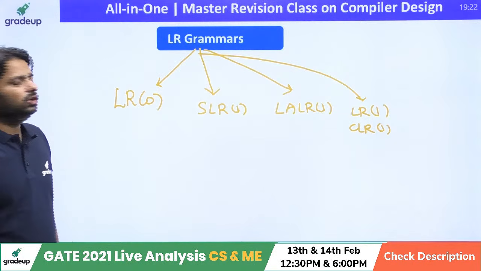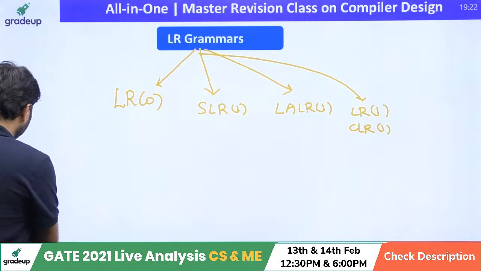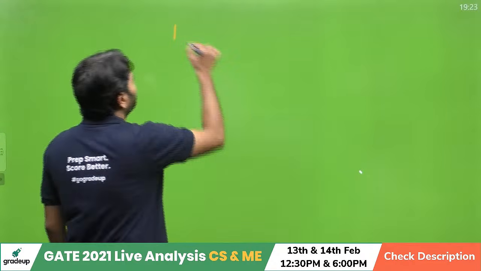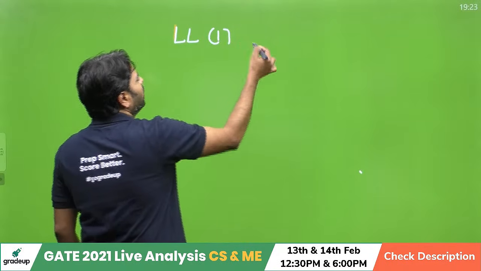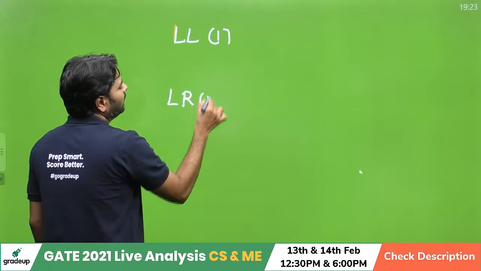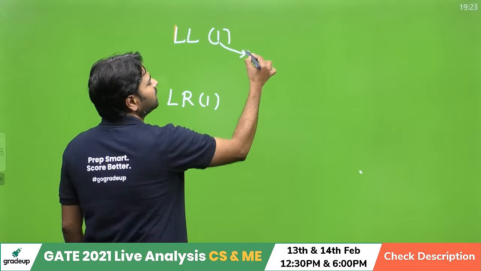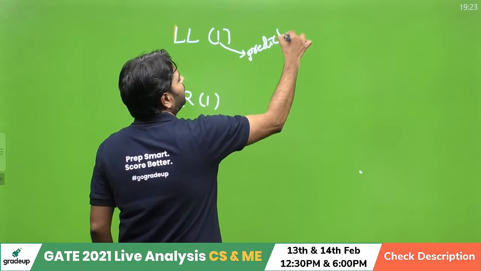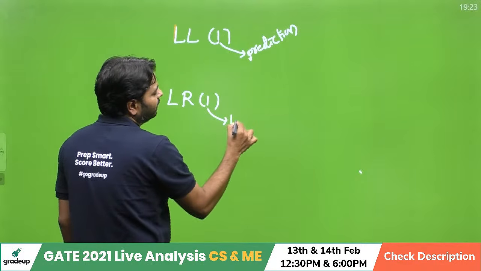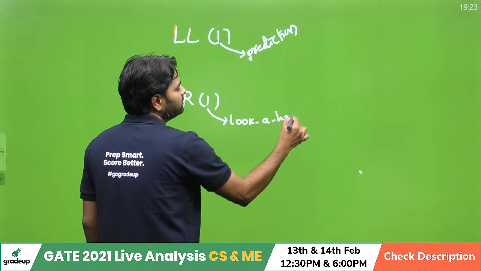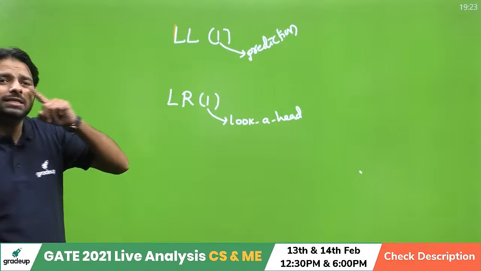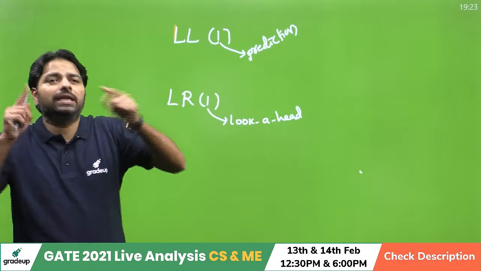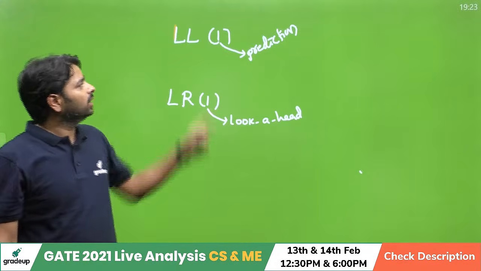Do you know the difference between LL1 and LR1? Only one thing I am giving now, the remaining I will talk about later. In LL1 we call it prediction, and in LR1 we call it look ahead. We just change the names, but both meanings are the same. Both represent who the next token is, the next one token.